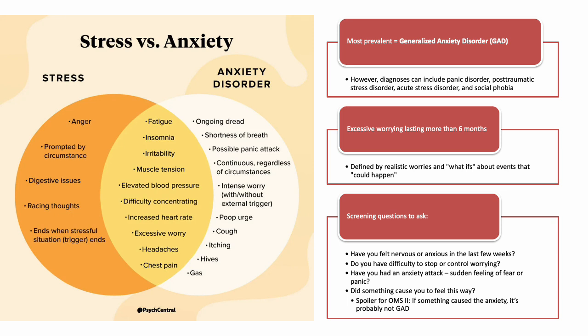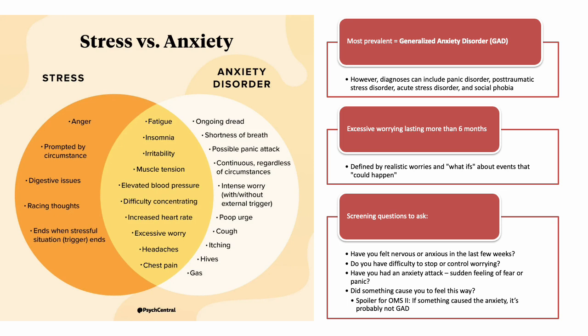The most prevalent anxiety disorder that primary care populations present with is generalized anxiety disorder, commonly referred to as GAD. Now, generalized anxiety disorder can be thought of as excessive worrying about things, lasting more than 6 months. It's often defined by realistic worries and the what-ifs about events that could happen. So it's not necessarily about things that are unrealistic. It's not related to panic attacks, as we'd see in panic disorder. It's not often related to traumatic experience, such as in acute stress disorder or post-traumatic stress disorder. And it's not related to specific fears, such as phobias.